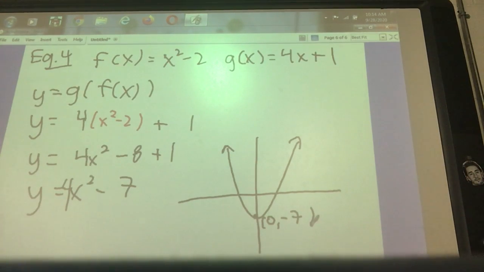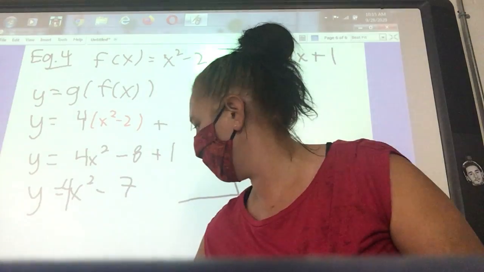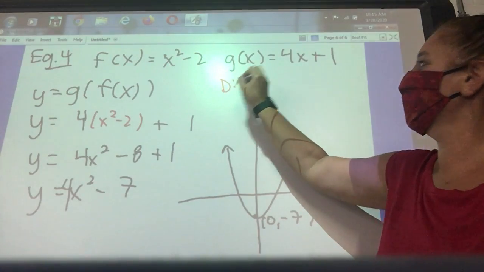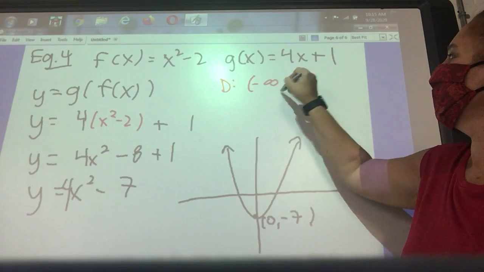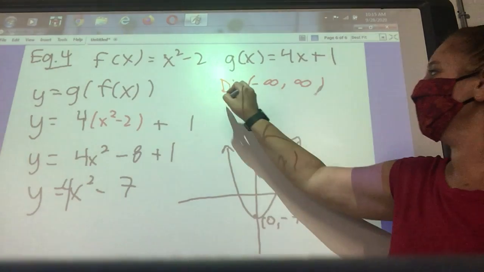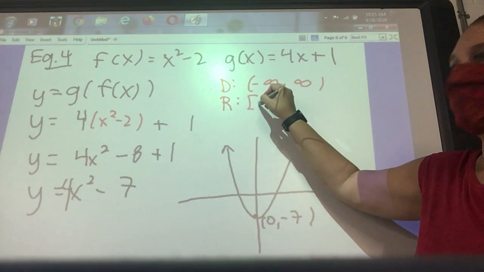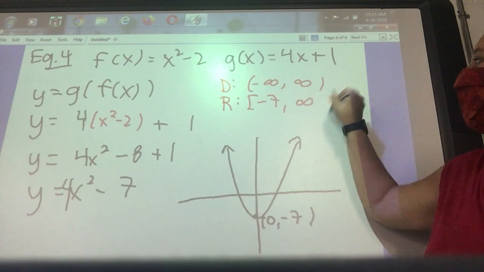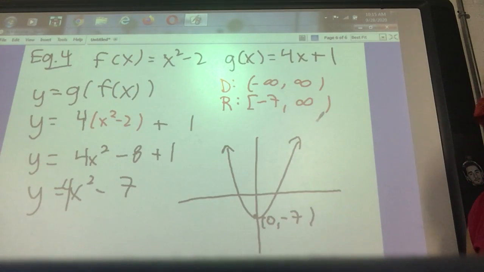And then we do ask for the domain and range. Hopefully you remember how to do domain and range from grade 11 pre-cal. What's the domain of this graph? Negative infinity to positive infinity. And the range? Good. Okay, so that was quick.